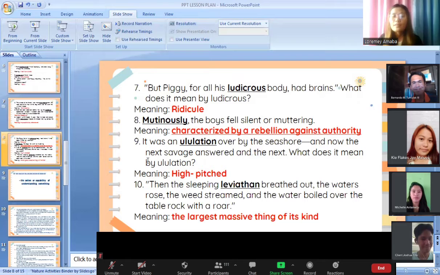Number nine, ululation. When we say ululation, it is high-pitched. All right. So last word, Leviathan. When we say Leviathan, it is the largest massive thing of its kind.